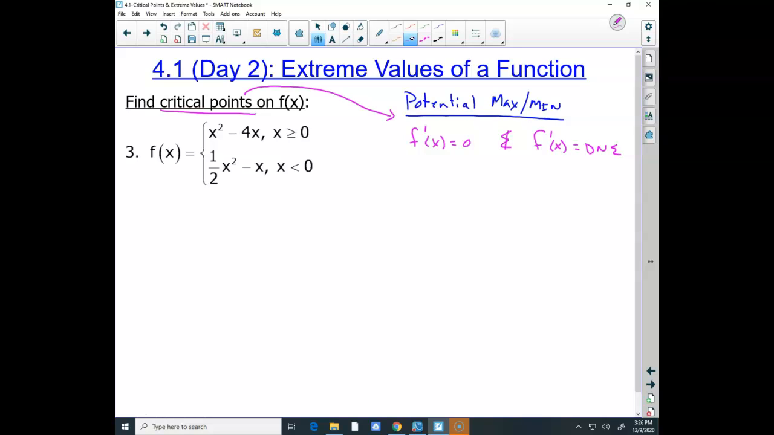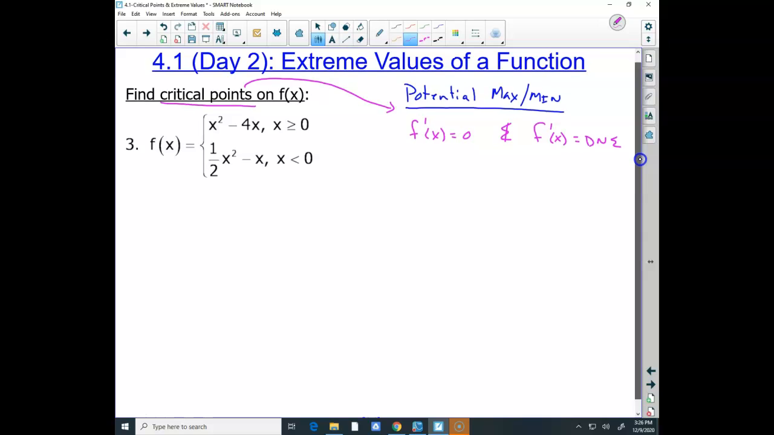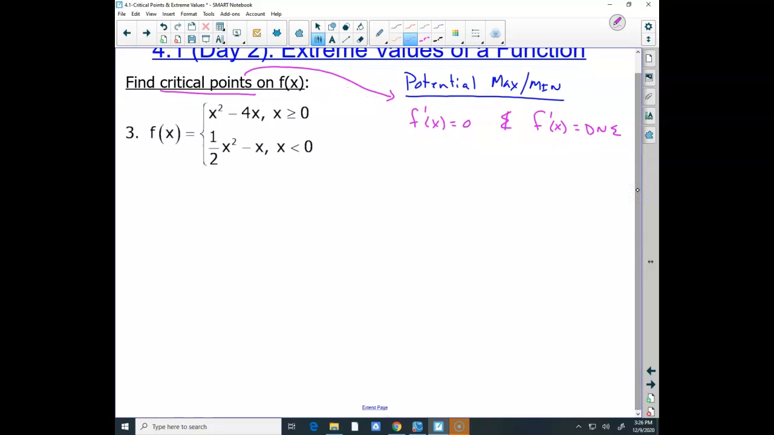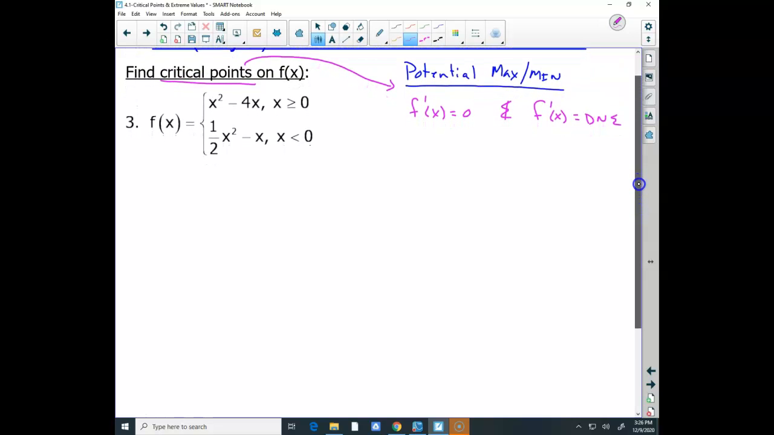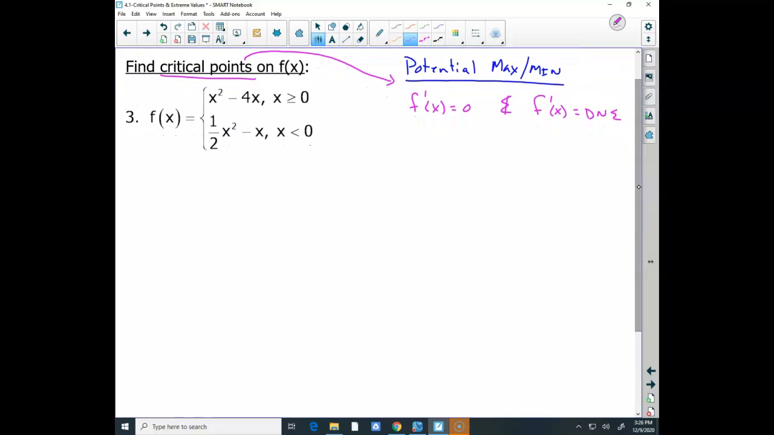And I will let you know that the AP board loves piecewise functions. Why? They love piecewise functions because there's all kinds of stuff going on with them that we need to know. Well, if I know f of x equals x squared minus 4x for all x greater than or equal to 0, and then it equals 1/2 x squared minus x for all x less than 0, okay, I can find the derivative of this piecewise function super easy, okay?